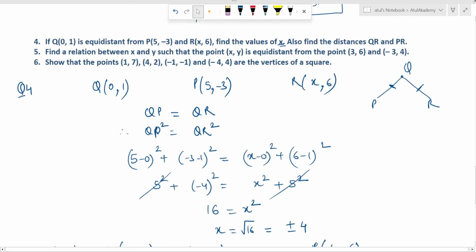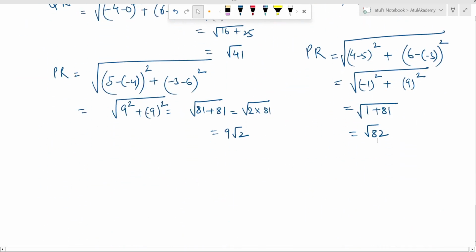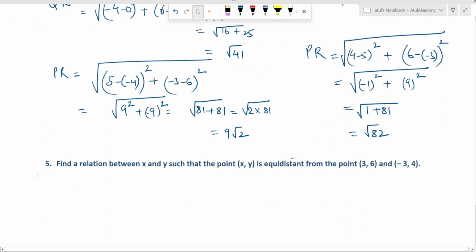Now, very important question. Find out the relationship between the 2 points. We have points given as (3, 6) and (-3, 4). And there is another point which is equidistant from these 2 points. Let's say that point is P.